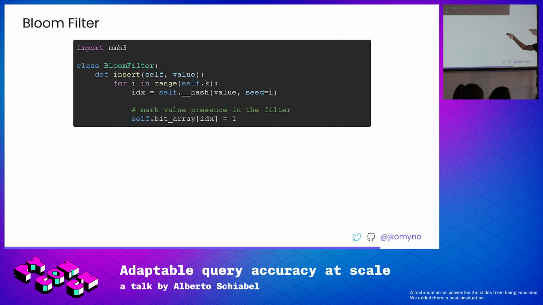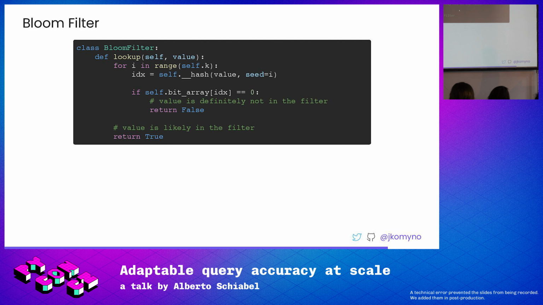And for insertion, we repeat the same operation k times. We first get an index of the bit set by applying the hash function with the variable as a seed. And then we mark the presence. How do we mark the presence? We just set the bit to 1.